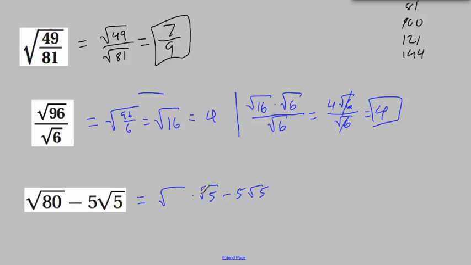So let's see if 80 goes into 5 evenly. What's 80 divided by 5? It's 16. So the square root of 16 times the square root of 5 minus 5 root 5. And I could rewrite the square root of 16 as 4. So I'm left with 4 root 5 minus 5 root 5. And this combined together, 4 minus 5, is negative 1 root 5, or simply negative root 5.